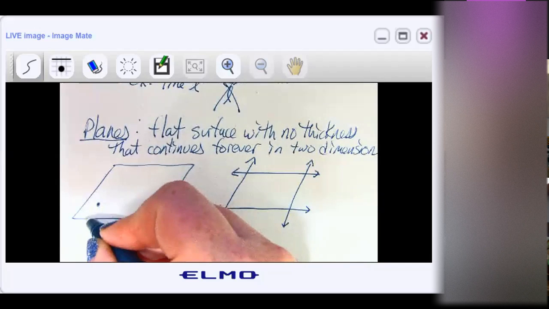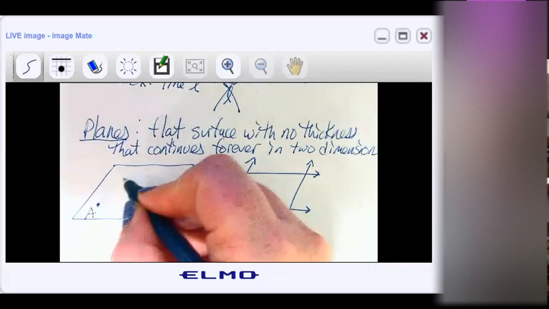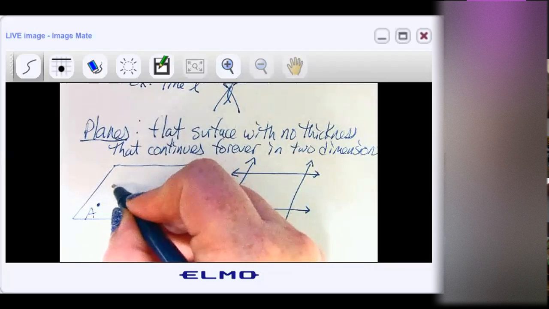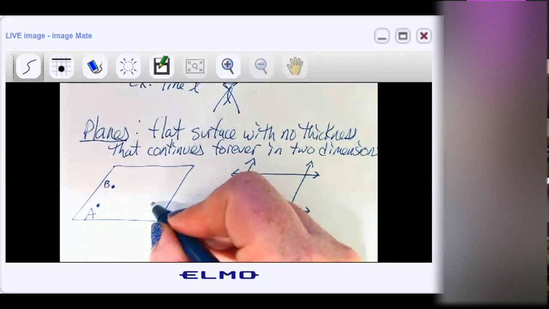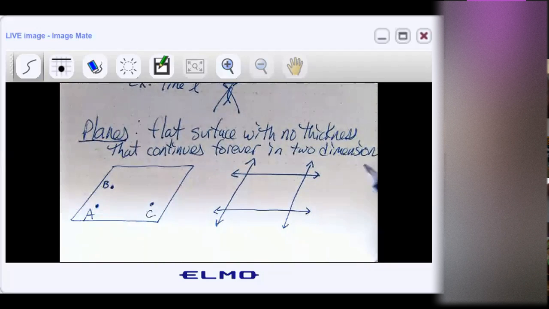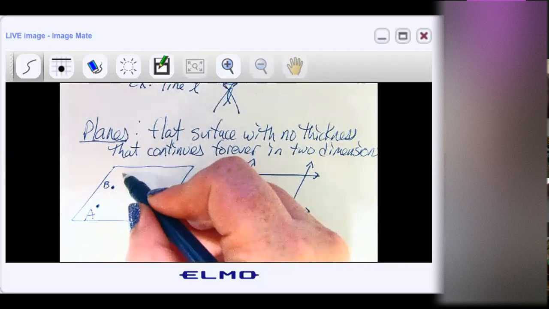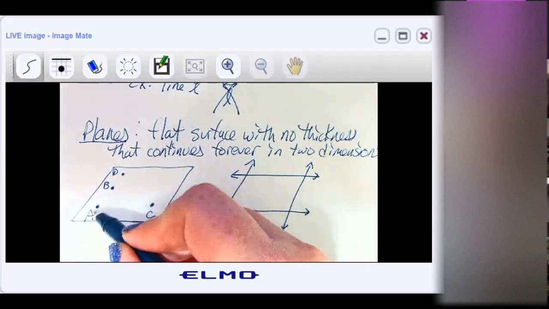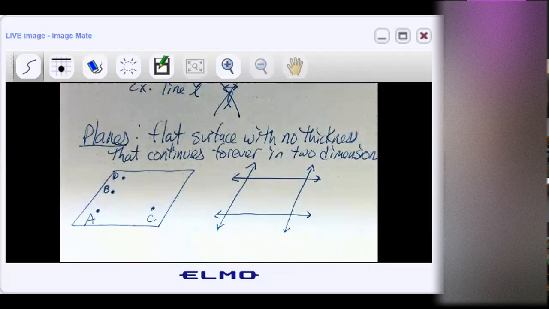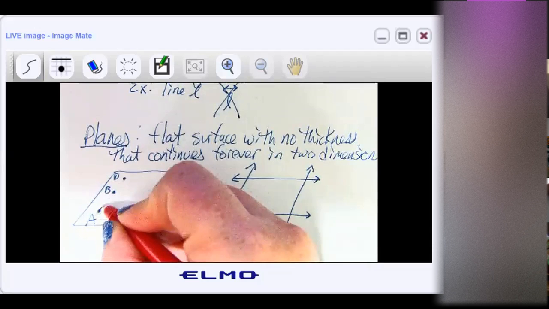So I can go ahead and put point A. Let's put a point B over here. I'm going to put a point C over here. And just for funsies, I'm going to add a point D. And then I purposely made it so that these all sort of fall in a row. So I'm going to draw in a line right here.